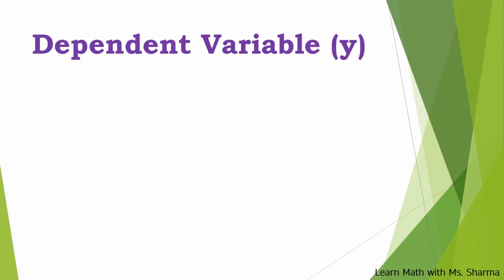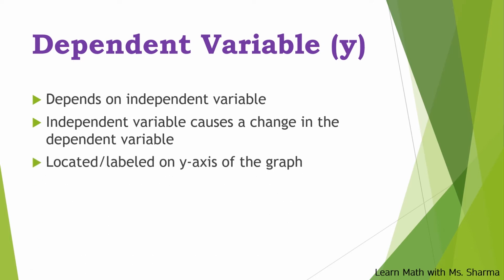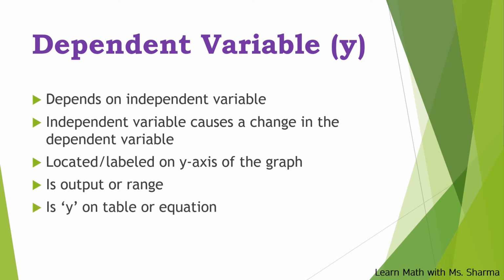Dependent variable y, also known as output or range, is labeled on the y-axis. It depends on the independent variable, which is x. The independent variable causes a change in the dependent variable. So the independent variable changes the dependent variable. It is located or labeled on the y-axis of the graph, is the output or range, the y value, is the y value in a table or equation, and is the effect. X is the cause, y is the effect.